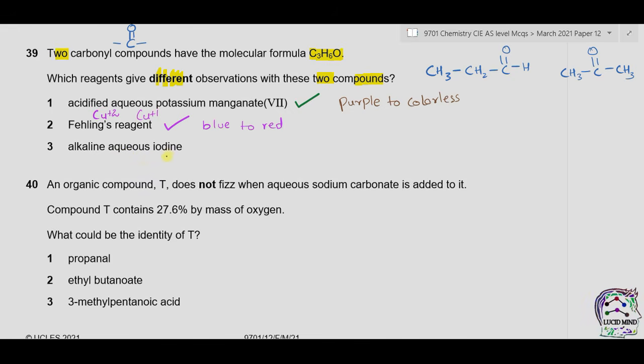Third one is alkaline aqueous iodine. Now alkaline aqueous iodine gives triiodomethane test. This is only positive for those carbonyl compounds that have CH3 directly attached with the carbonyl carbon. As we can see that in aldehyde there is no CH3 directly attached with carbonyl carbon, but in ketone we have CH3 attached. So therefore this will give positive result with ketone but not with this aldehyde. Yellow precipitate is formed. This will be with this ketone. All 3 options are correct. Answer is A.